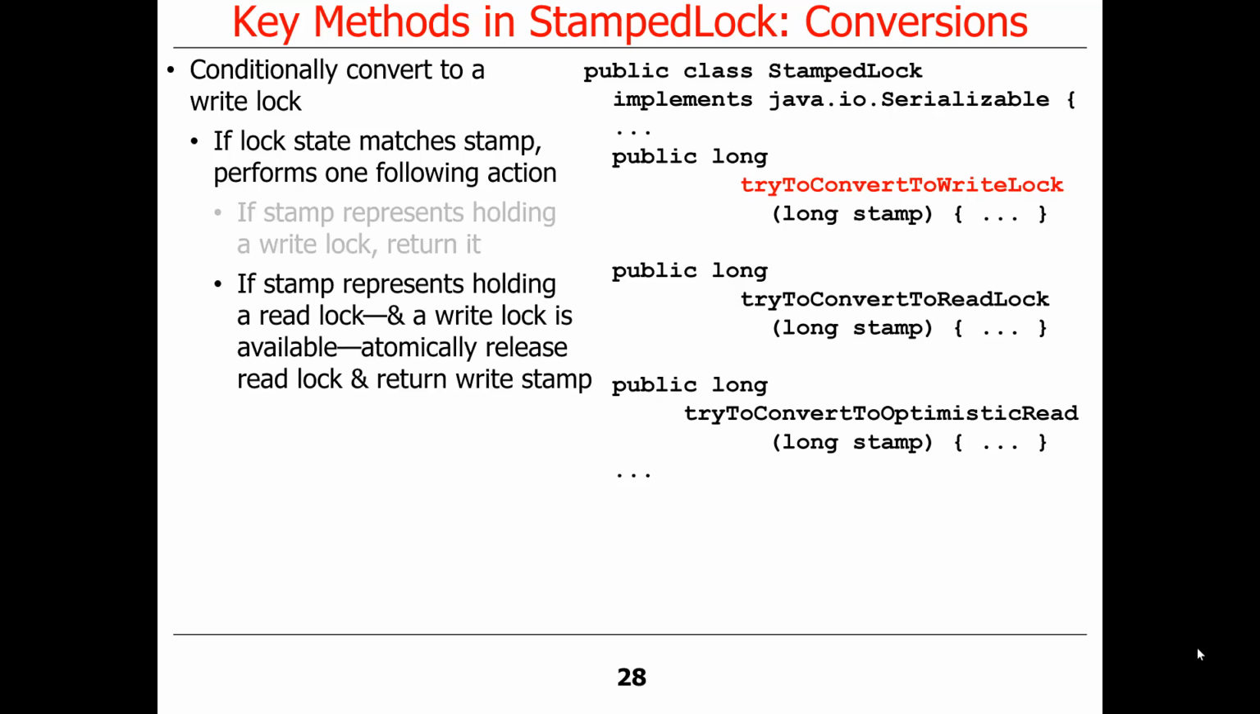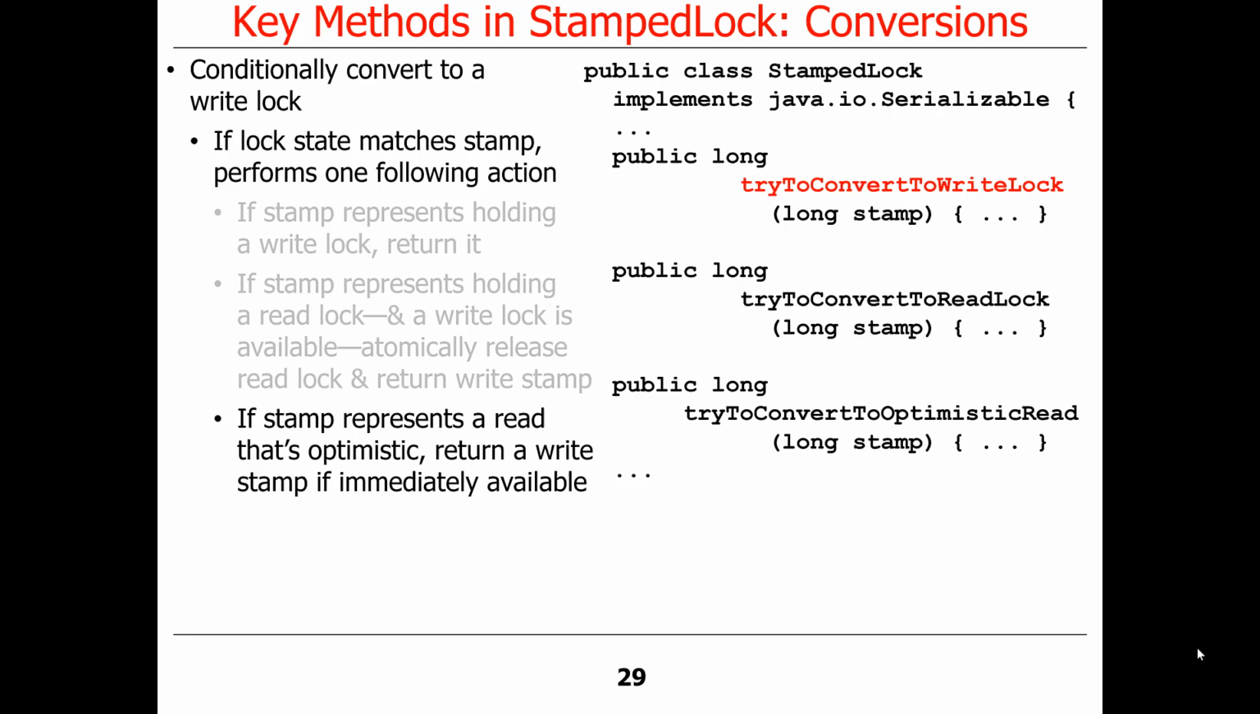Conversely, if the stamp represents holding a read lock and a write lock is available, atomically release the read lock and return the write stamp. This represents a lock upgrade. If the stamp represents an optimistic read, return a write stamp if it's immediately available. Otherwise, return 0.